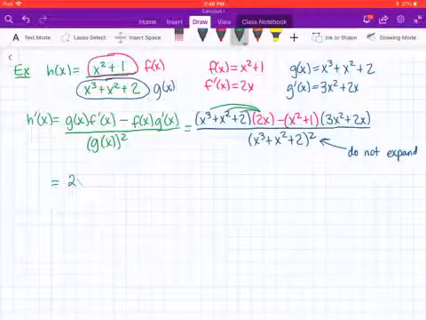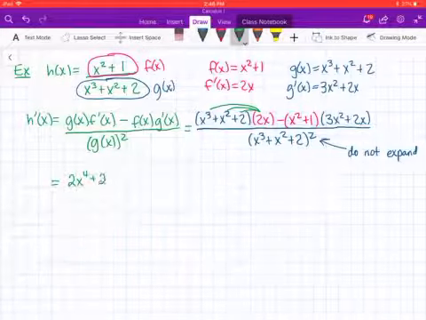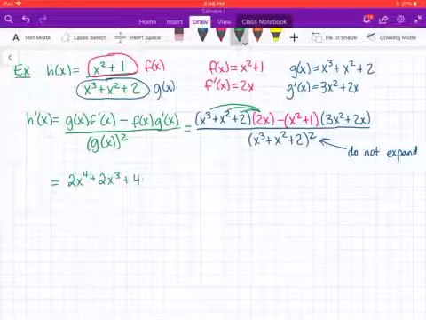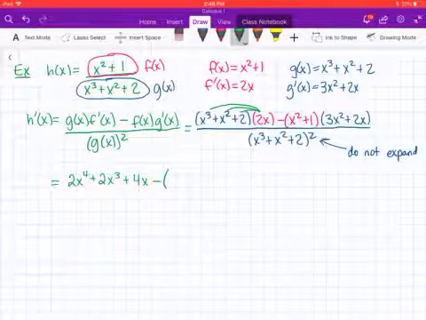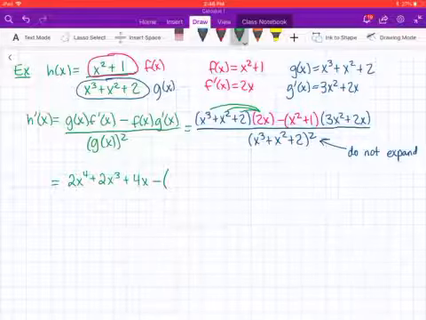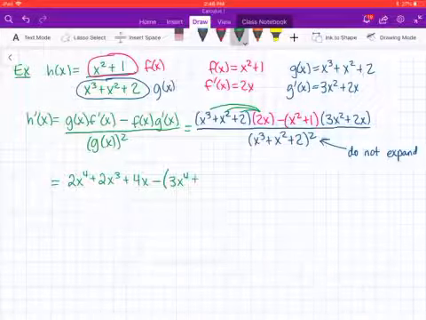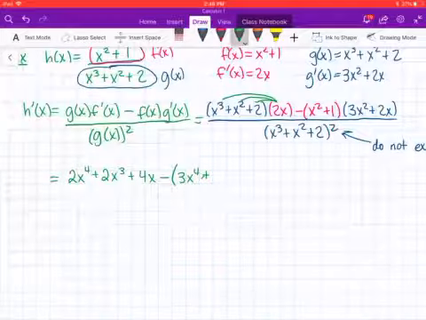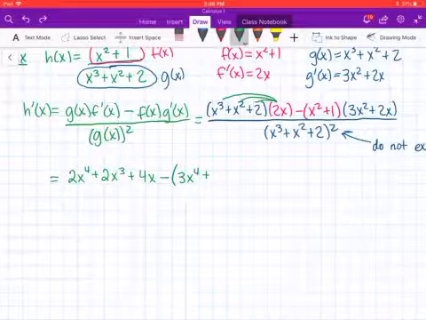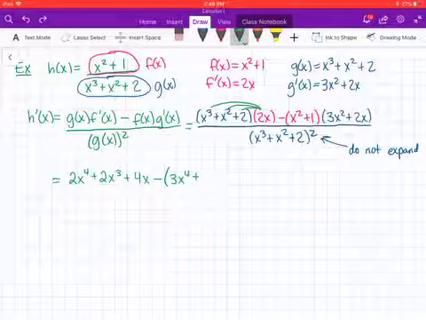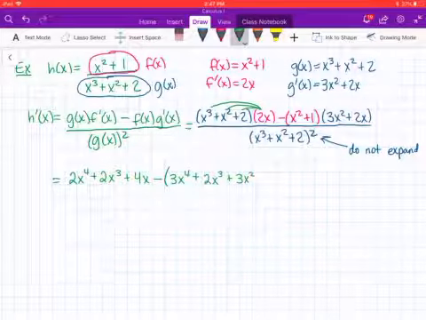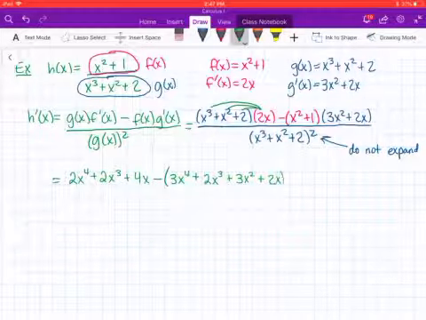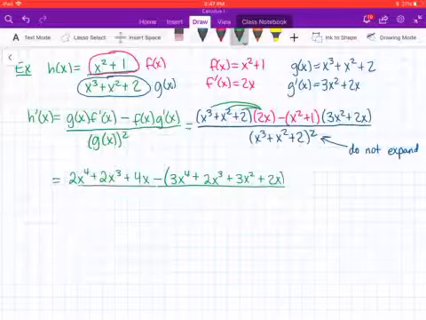So we get 2x to the fourth plus 2x cubed plus 4x. And then we're going to do minus, and let's put that in parentheses so we remember to distribute that negative sign. And then we get 3x to the fourth plus the outside, which is 2x cubed, the inside plus 3x squared, the last is 2x. Okay, and then we have to distribute that negative sign.